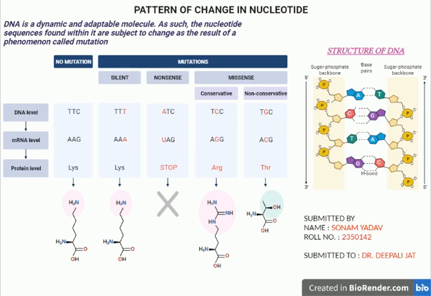Third one is silent mutation. The codon codes for the same amino acid, so a silent mutation does not affect the functioning of the protein. A single nucleotide can change, but the new codon specifies the same amino acid, resulting in an unchanged protein. This type of change is called a synonymous change.